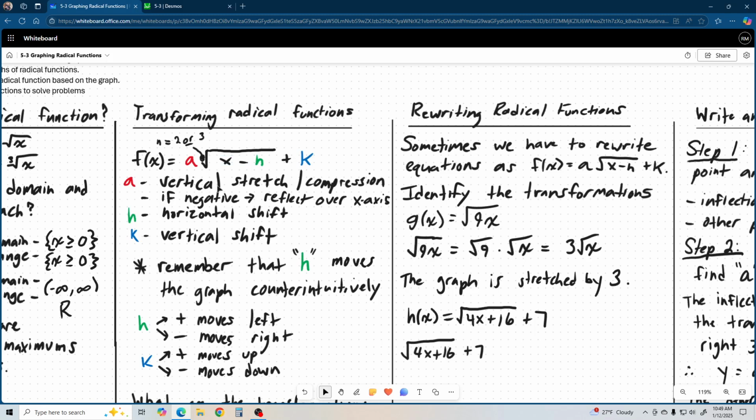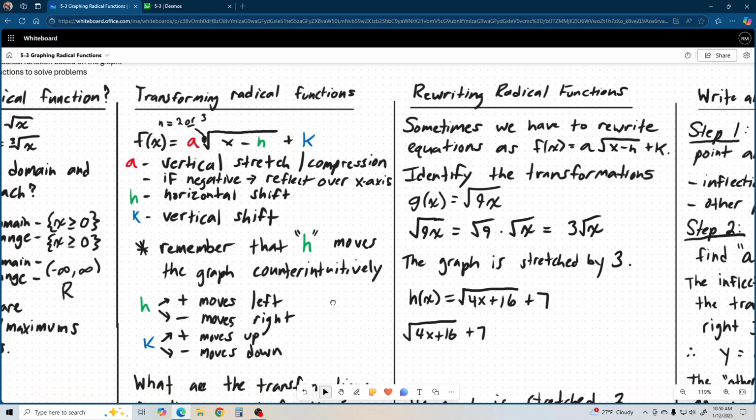And a is still a vertical stretch or compression, and if a is negative, it reflects over the x-axis, just like it always does. This is exactly the same as before. h is a horizontal shift, and k is a vertical shift. Remember that h moves counterintuitively. In other words, if we have x minus 4, it's going to move to the right. If we have x plus 4, it's going to move to the left. It always moves the opposite of the way we would think it would. And then the k at the end is just going to move our graph up and down.